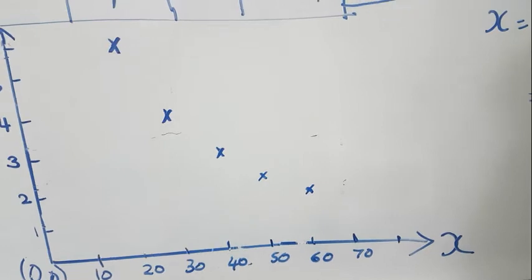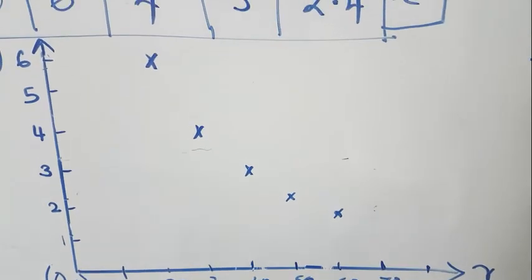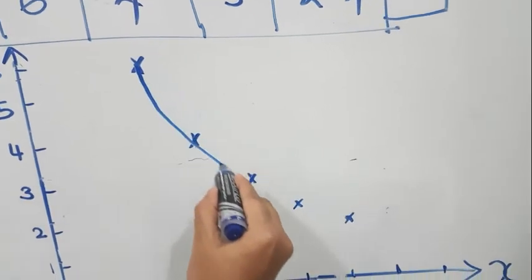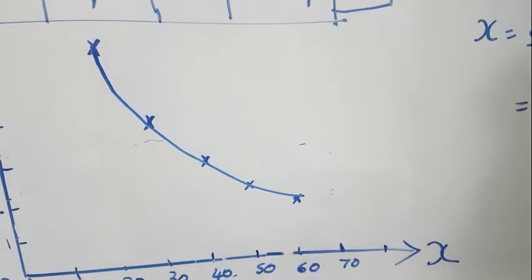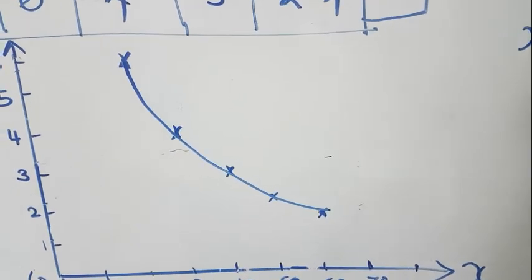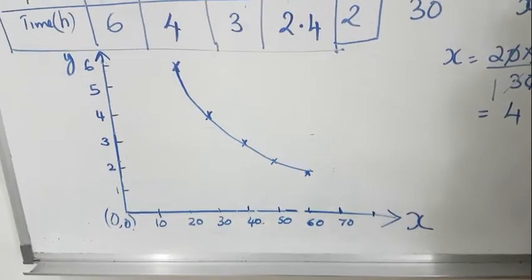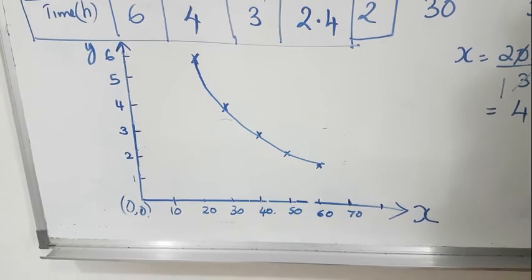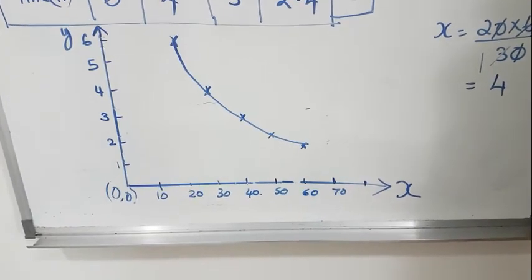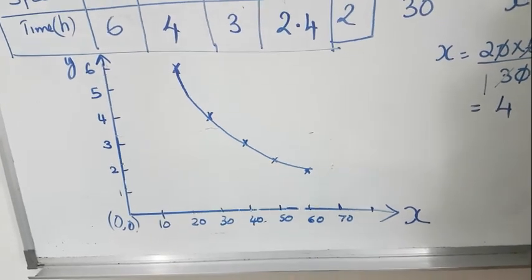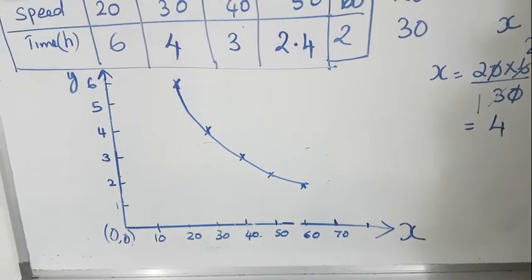They don't fall on a straight line. They nicely fall on a curve. So let me make the curve. Joining these points, I get a curve. So remember, for inverse proportion, if you plot the graphs, you can see that the graph is a smooth curve. You can't join the points using a straight line. You need to make the curve.